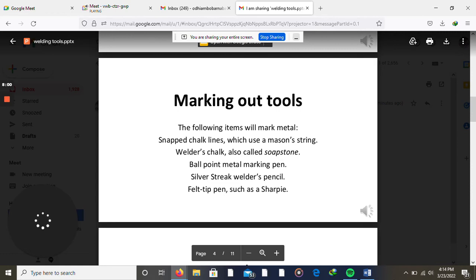The following items will mark metal: snapped chalk lines, which use a mason's string, welder's chalk, also called soapstone, ballpoint metal marking pen, silver streak welder's pencil, and felt tip pen, such as Sharpie.